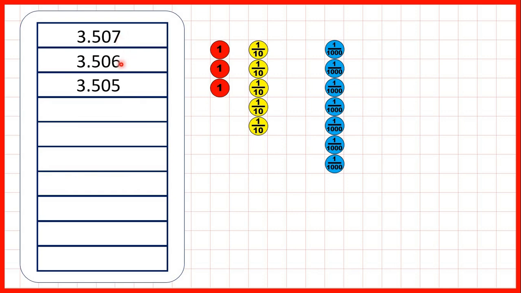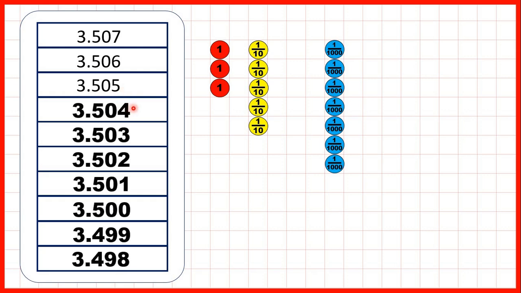Now 3.507, 3.506, 3.505. What are the following numbers in this sequence? Well, we're counting back in thousandths, and that's similar to counting back in ones, except that we get 3.500, and we don't write zeros on the end of decimals, because 3.500 is the same as 3.5. So notice the pattern goes 3.501. If we take away 1,000th, we get 3.5. Then, if we take away 1,000th from that, we get 3.499.